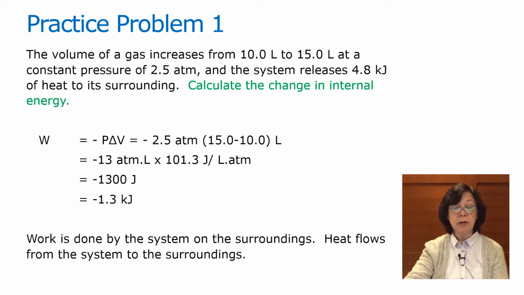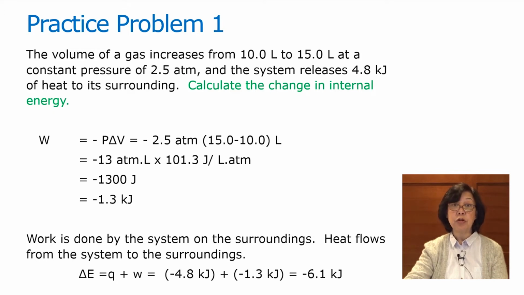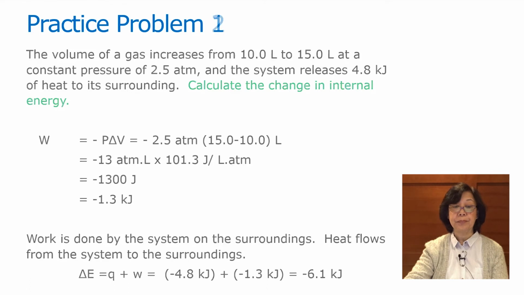The heat flows from the system to the surrounding because it's releasing heat from the system. So the heat is in negative term, negative 4.8 kilojoule of heat plus negative 1.3 kilojoule of work equal to negative 6.1 kilojoule of change in internal energy.